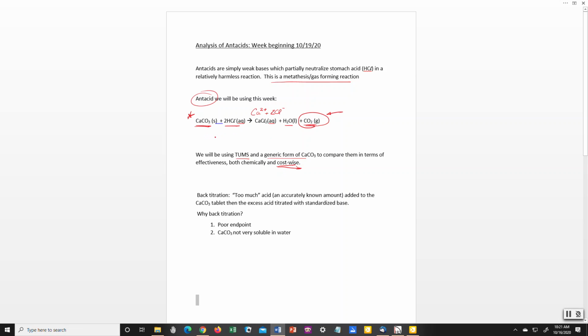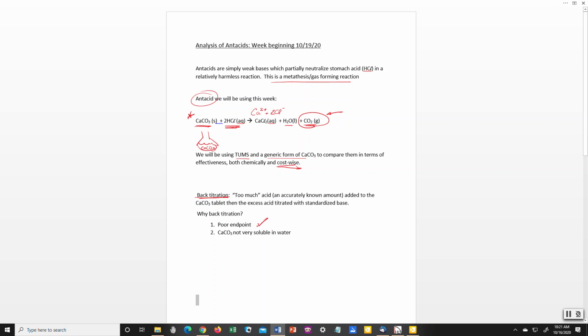Now, you might think that in order to analyze this, we would put our calcium carbonate in an Erlenmeyer flask and we would titrate it. So here's our calcium carbonate, and we would titrate it with hydrochloric acid, standardized hydrochloric acid. Well, there's a problem with that that results in our needing to use a technique called back titration. Why would we need to use back titration? Why not just straightforward titration?